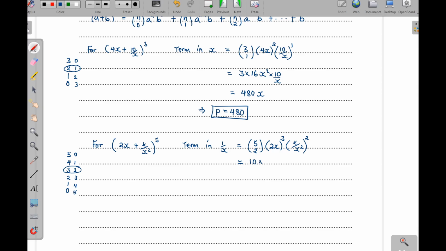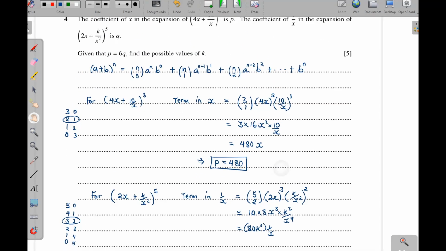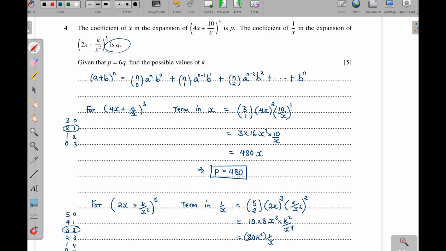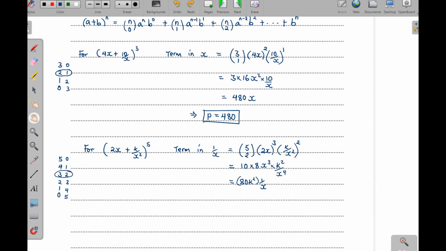Okay, then times 2 power 3, which will give us 8, then x cubed, and then times k squared, then out of x power 4. So meaning we shall have here 80, then k squared, that will be the coefficient of 1 over x. Okay, and they said here that the coefficient of 1 over x in this expansion is what? Is q. So meaning q is equal to 80 k squared here.